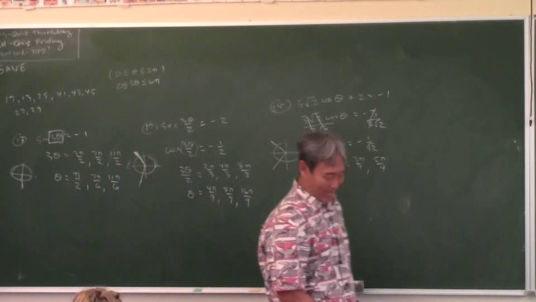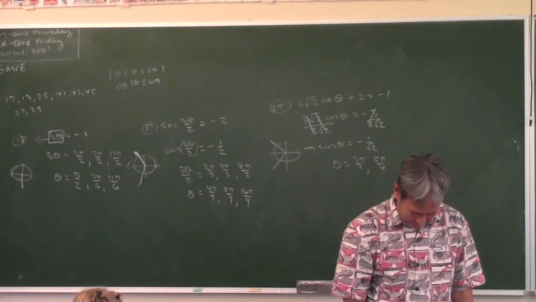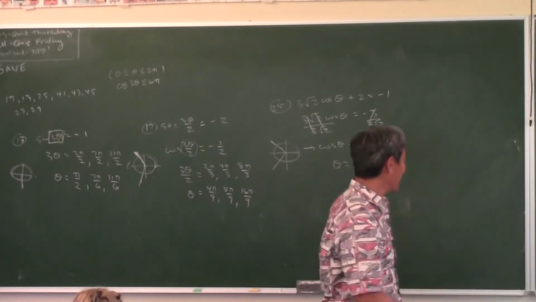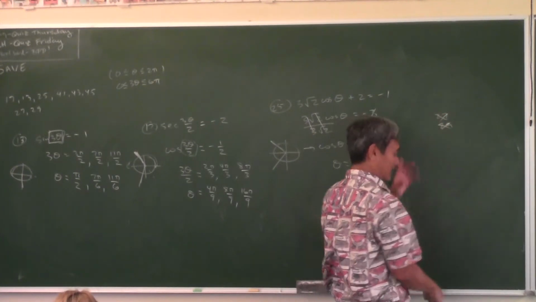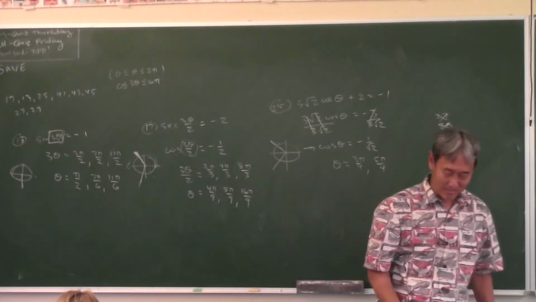Okay, so that's 25. Next, 27. Okay, you know what? 27, 29, I changed my mind. Just cross them out. We discussed it in another class. I'm not gonna give you that.